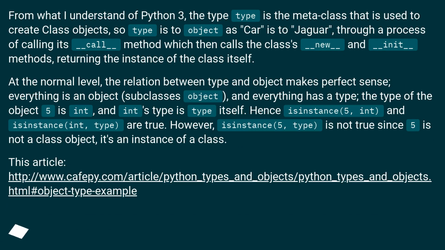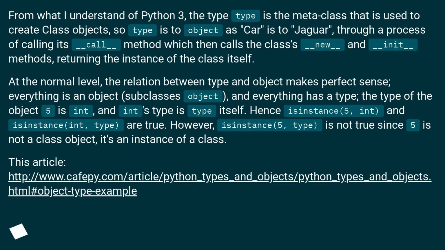At the normal level, the relation between type and object makes perfect sense. Everything is an object, a subclass of object, and everything has a type. The type of the object 5 is int, and int's type is type itself. Hence isinstance(5, int) and isinstance(int, type) are true. However, isinstance(5, type) is not true since 5 is not a class object, it's an instance of a class.